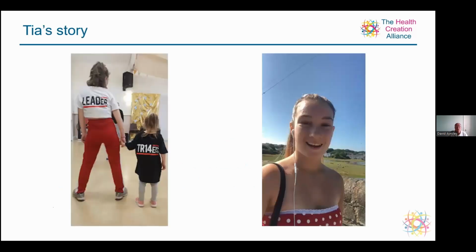So I'm going to tell you this story. Get your tissues ready. This is Tia's story. Now, Tia, this is a more recent film. Tia was a dance leader. There she is on the left, aged about 16, with a young TR14er aged about 6, who she was guiding through a dance routine. And Tia is now a trustee of the charity. She's 19 or 20 now, I think. She joined us when she was 8, and she's a professional dance teacher up in Manchester. But we're just going to play a very short film that she made for some funders. It's only a minute long, but it just goes to show the transformation that can be achieved by giving people access to their right to the best possible health and creating health for them.